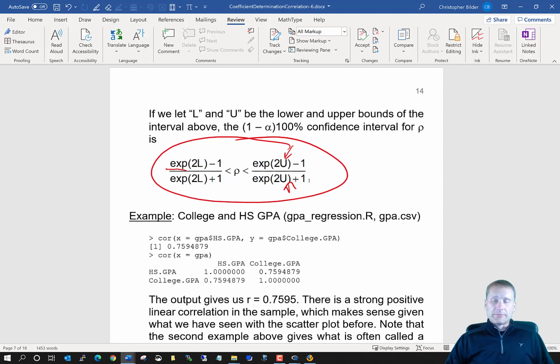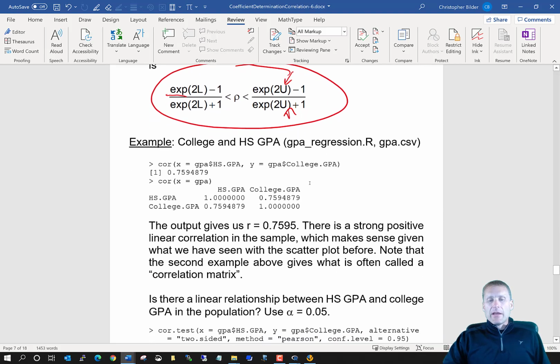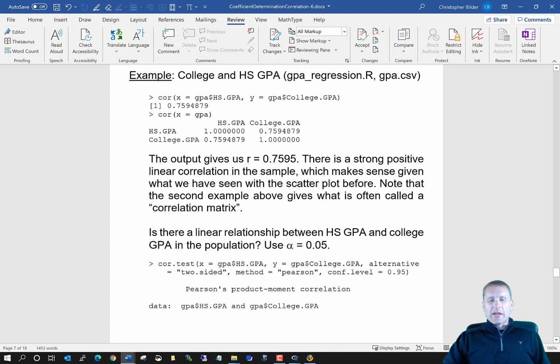That's my confidence interval. Okay, so let's go back to the college and high school GPA example again. How can I find the correlation coefficient? Well, simply, there's a function in R called cor. For the x argument, I put in my high school GPAs. For the y argument, I put my college GPAs, and there is my r, about 0.76. Notice how it's positive. And from what we saw in the scatter plot, it looked like there was a positive relationship, meaning as high school GPA goes up, college GPA goes up.